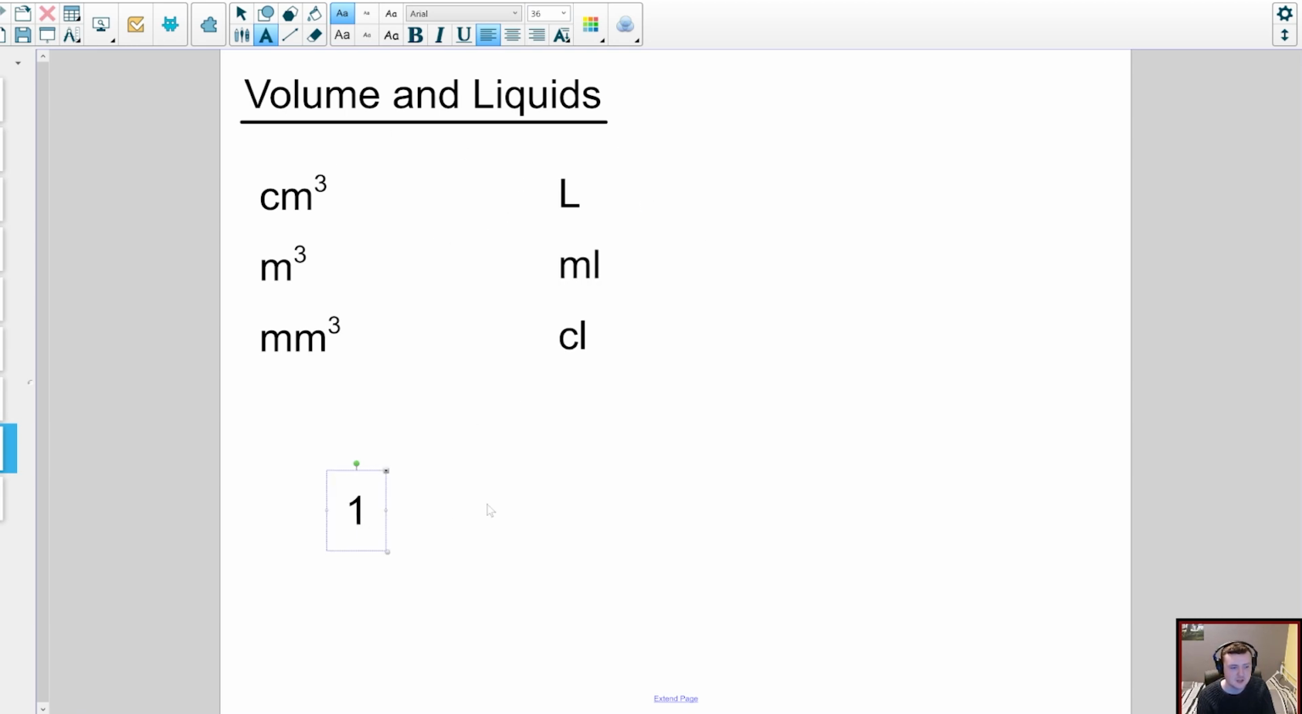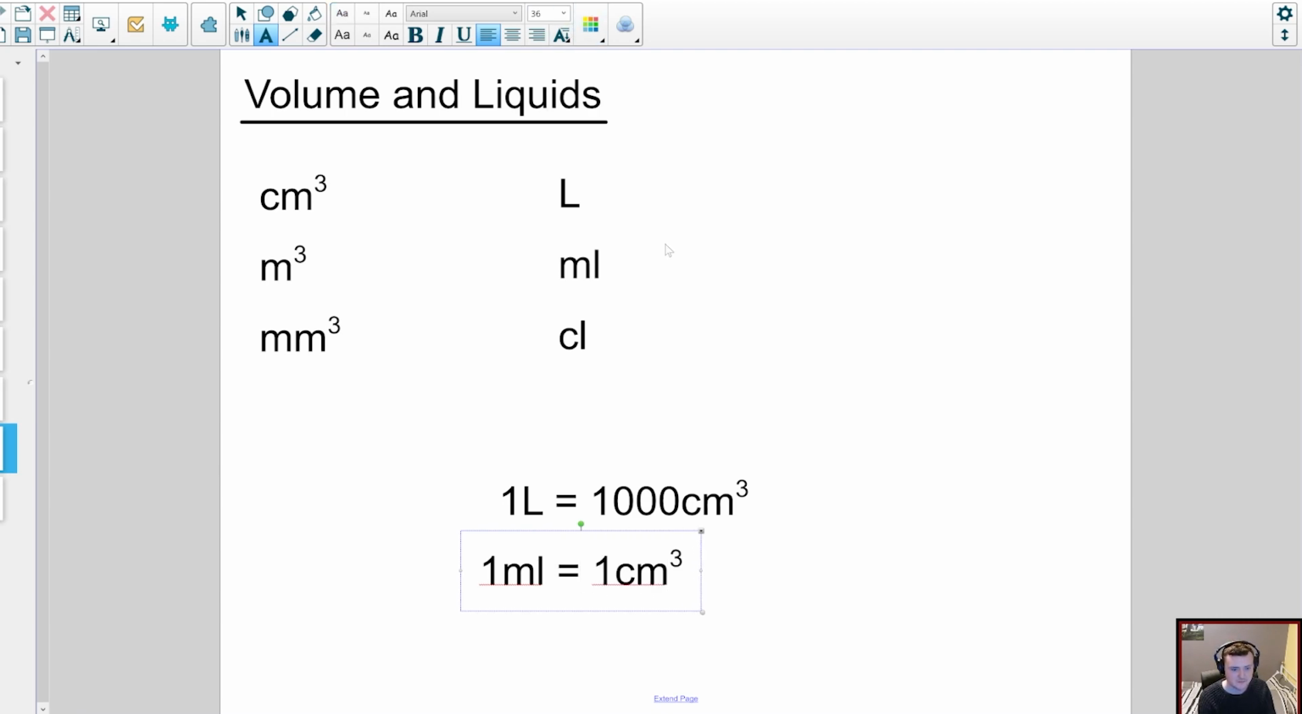And the connection you need to know is that 1 liter is equal to 1,000 cm³, or 1,000 centimeters cubed. That will be very, very useful. And sometimes it will be given in the exam, but sometimes it won't be, and you'll need to know what to do. So that's another way of saying that if 1 liter is equal to 1,000 cm³, 1 milliliter is equal to 1 cm³ as well. You can use that to remember.